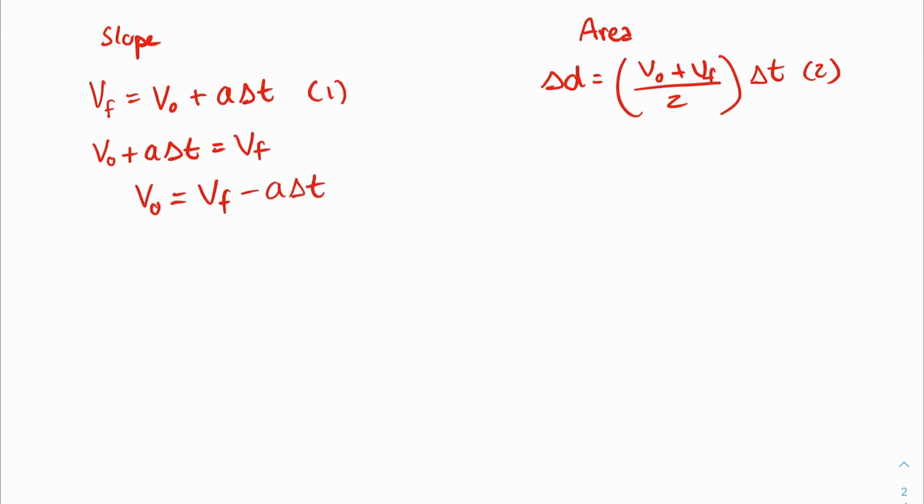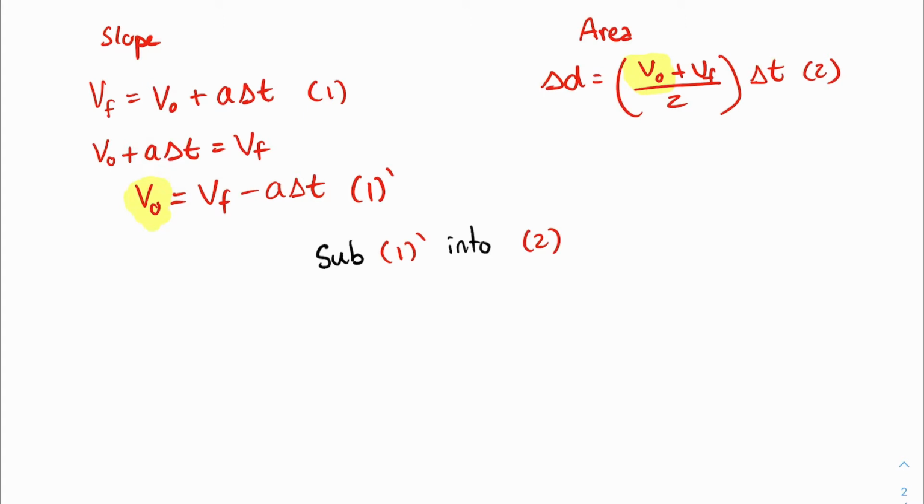Now this is not a new equation. We just rearranged equation 1, so we call it 1 prime. And now we're going to substitute our initial velocity, 1 prime, into equation 2. So equation 1 prime was in terms of V initial, and we want to substitute it into equation 2, which had a V initial.